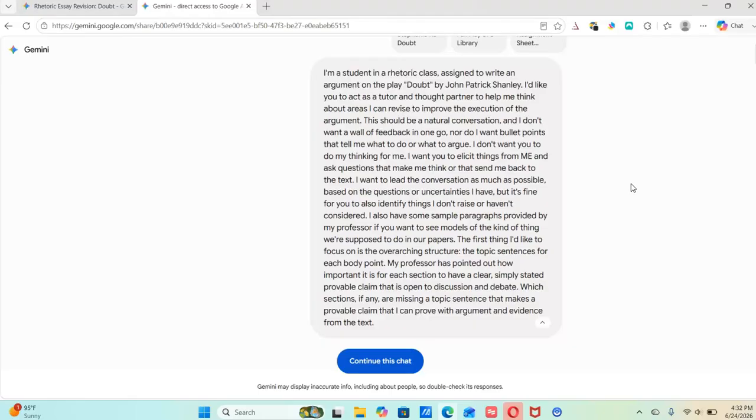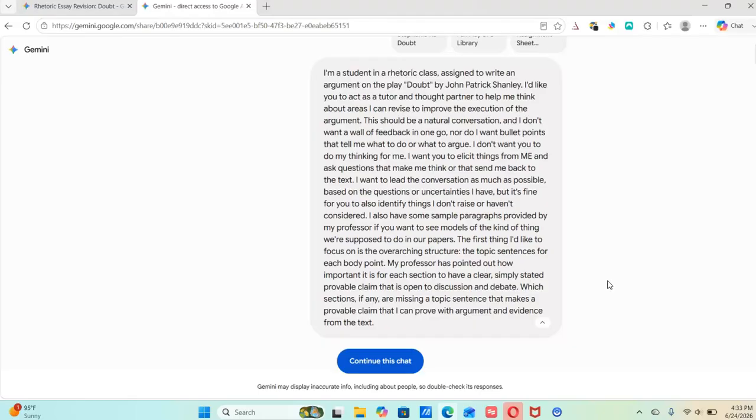The first thing I'd like to focus on is the overarching structure, the topic sentences for each body point. My professor has pointed out how important it is for each section to have a clear, simply stated, provable claim that's open to discussion and debate. All right, so that's all the context. That's all I'm giving it. It's the parameters, what not to do, what to do. And then now I'm also bundling with that my first question.